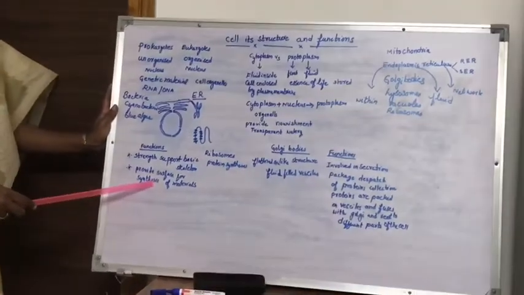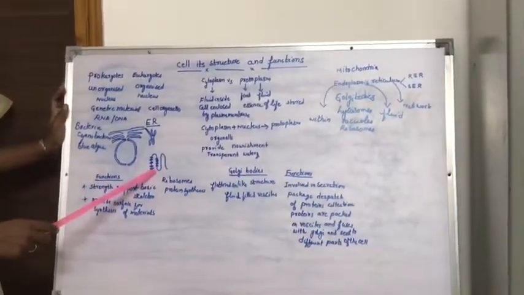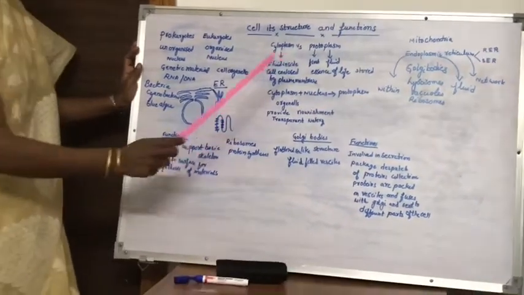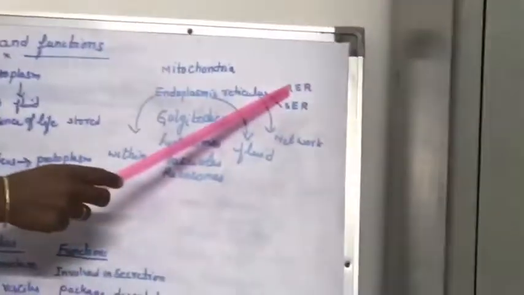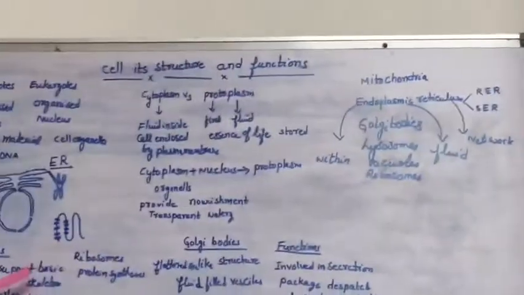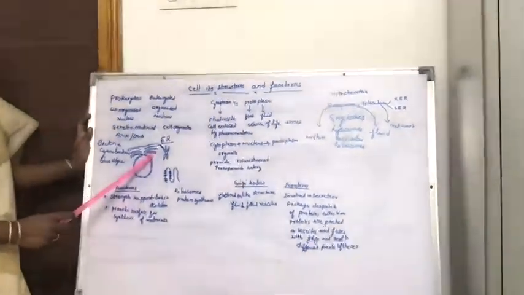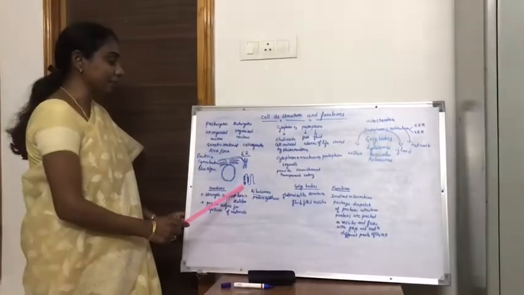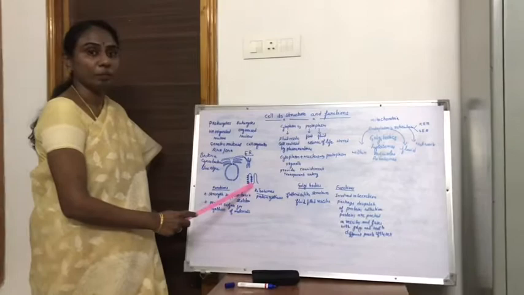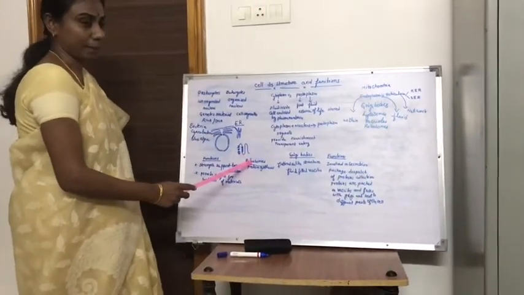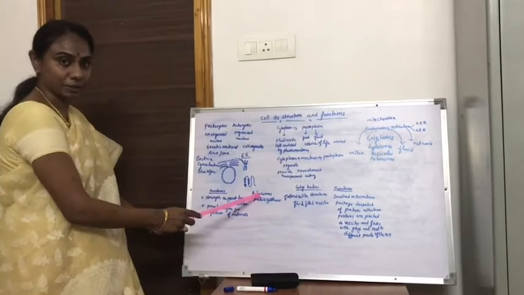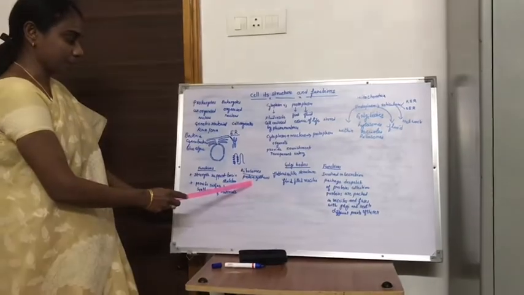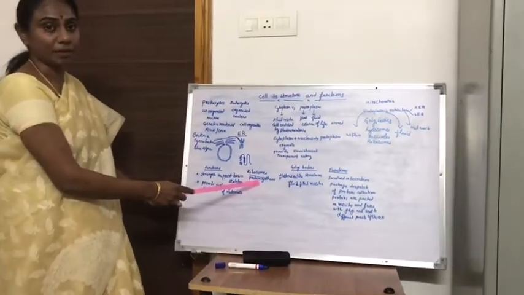What types of materials are synthesized? Let us discuss deeply. The endoplasmic reticulum is of two types: smooth endoplasmic reticulum and rough endoplasmic reticulum. Now coming to the rough endoplasmic reticulum, on the surface of the endoplasmic reticulum we come across spherical bodies called ribosomes. The main function of ribosomes is protein synthesis. Ribosomes synthesize proteins, and proteins are very essential for our body.